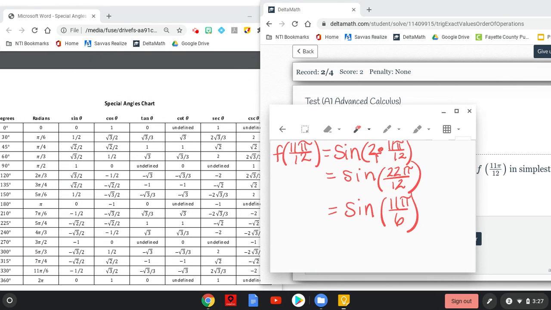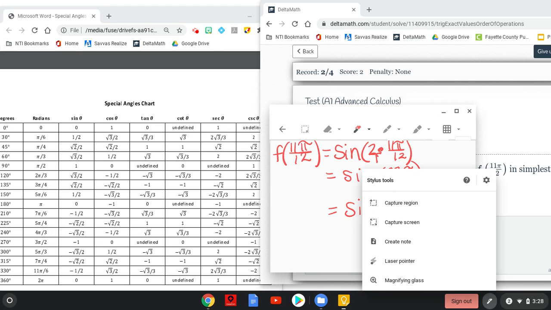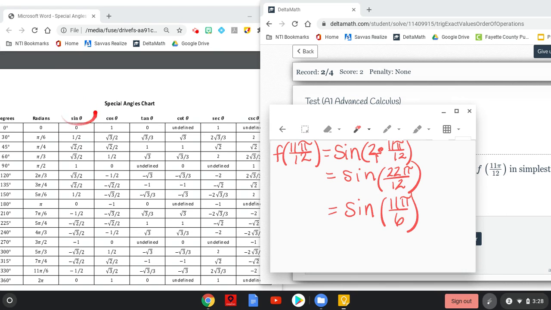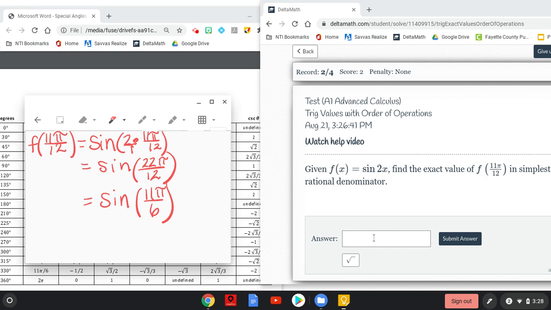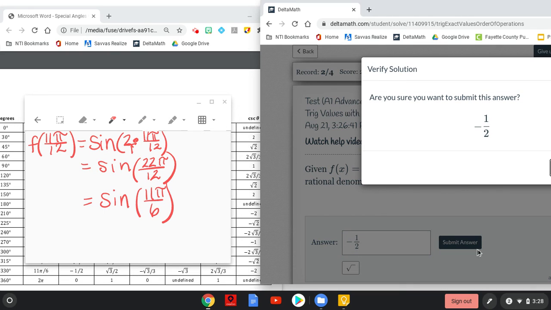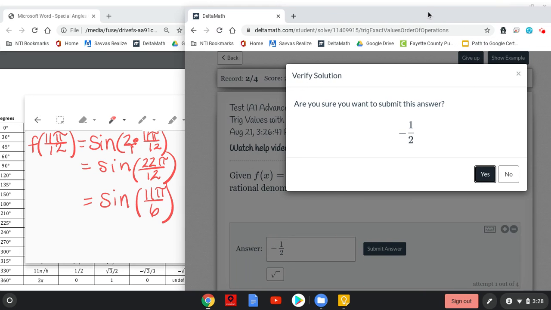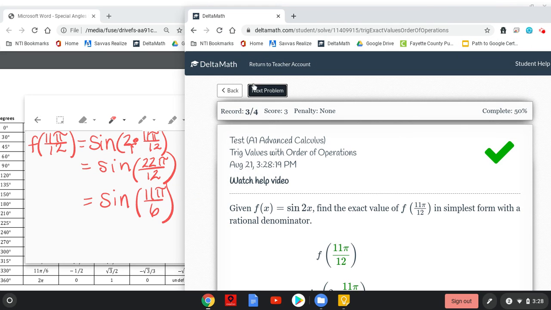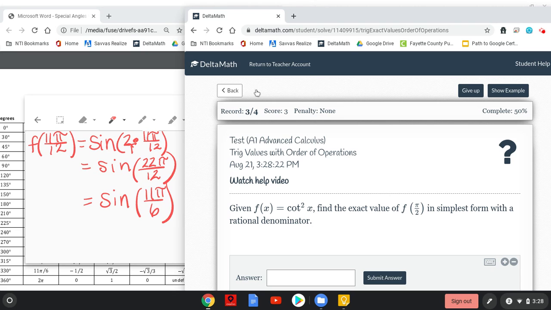So I'm going to go back over to my chart. I'm going to find the sine of 11 pi over 6 to be negative 1/2. And then I'll type that answer in and see if it's right. Okay. Yes, I want to submit, and that's right. There is one more type that I need to show you guys how to do.